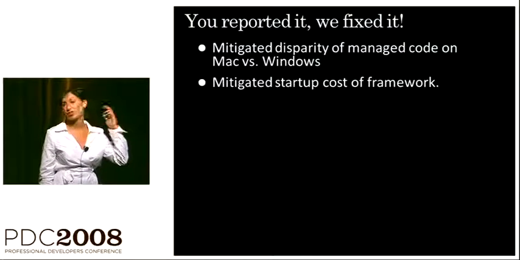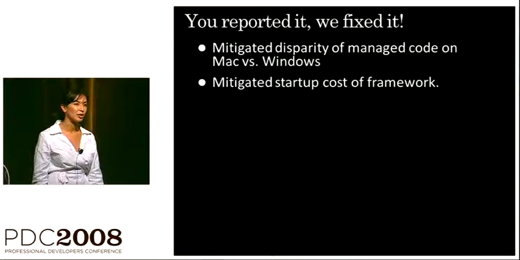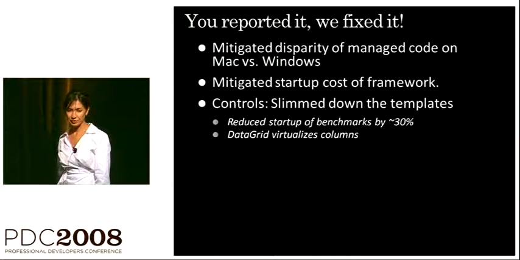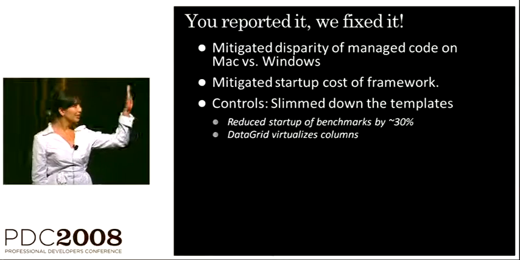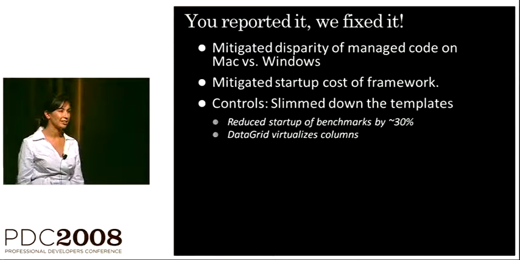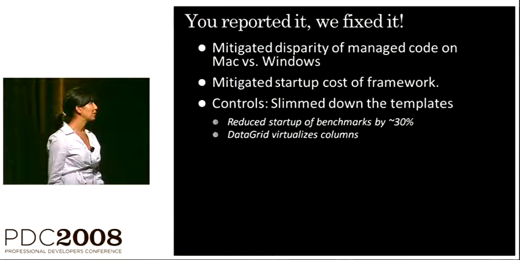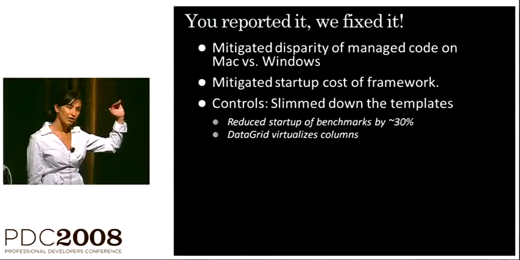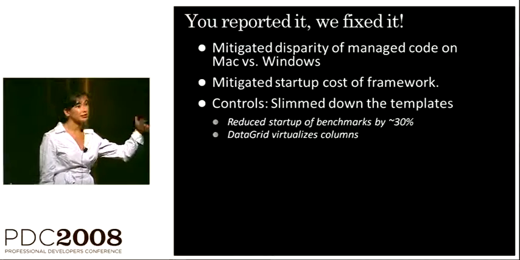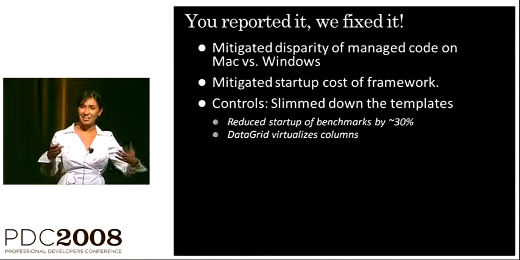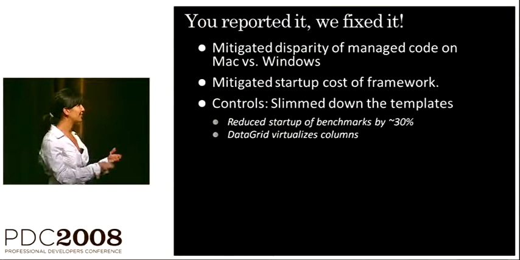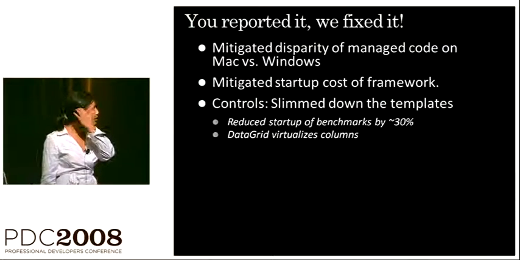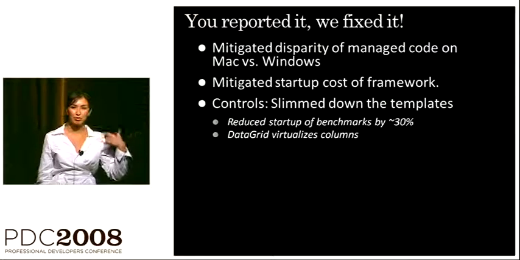We actually mitigated the startup cost for the entire framework, largely reaching our goals for this version. I actually slimmed down the templates because I was getting a little frustrated with the XAML bloat myself. And I was able to reduce our startup time by around 30%. And so you too can look at this and find it as inspiration to write better control templates. The data grid is now virtualizing its columns because it will improve scrolling speed.